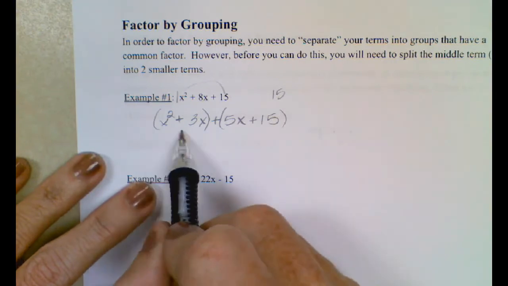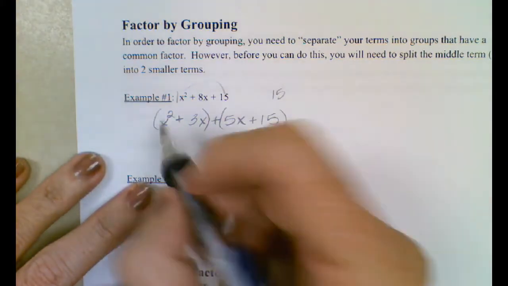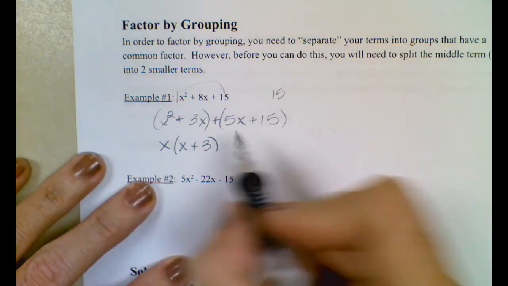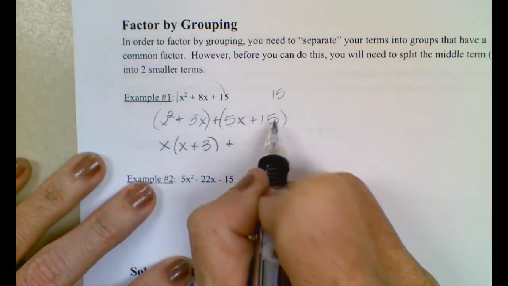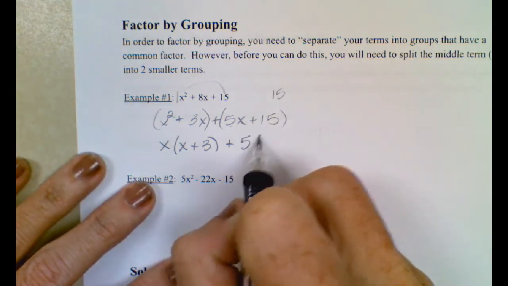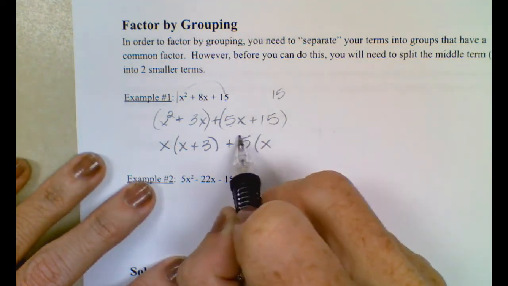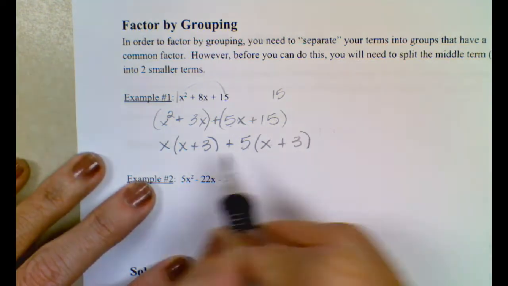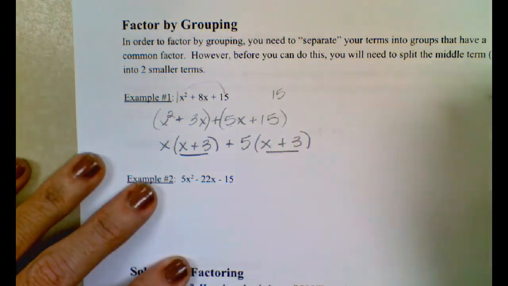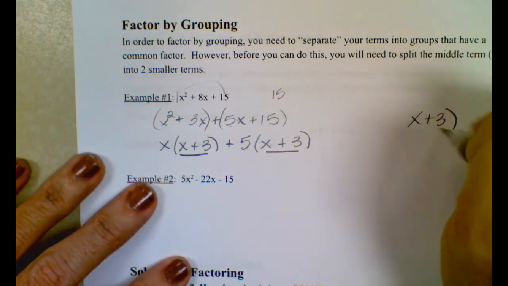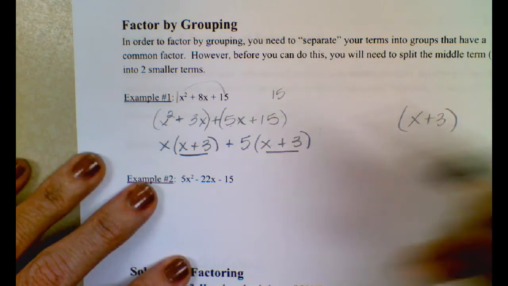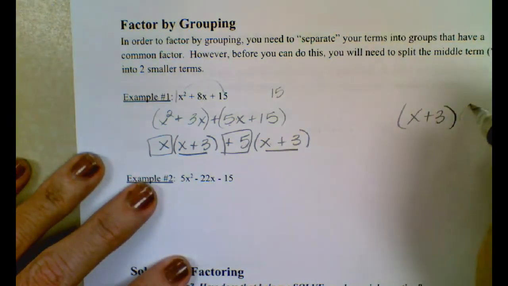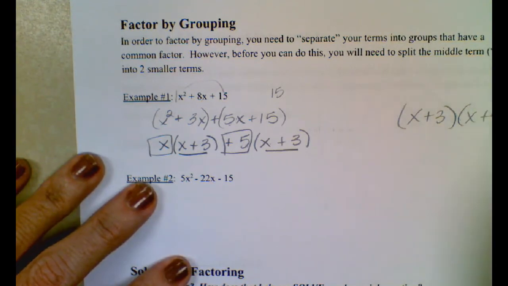So the common factor I have between x squared and 3x would be an x. And once I factor that out, I have x plus 3. The common factor I have between 5x and 15 is a 5. And if I factor that out, 5x divided by 5 is x, 15 divided by 5 is 3. This becomes my common factor that I have. So that is one of my factors. The other factor is what I have left, and I write that together, and I get x plus 5.